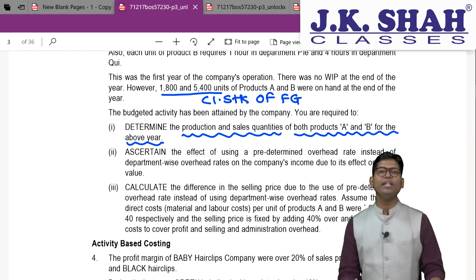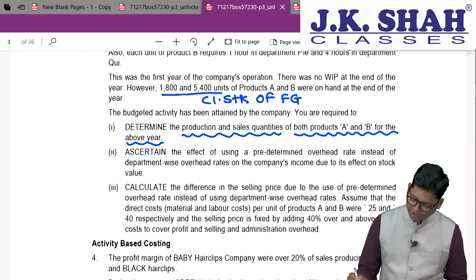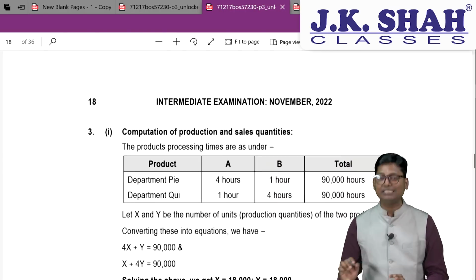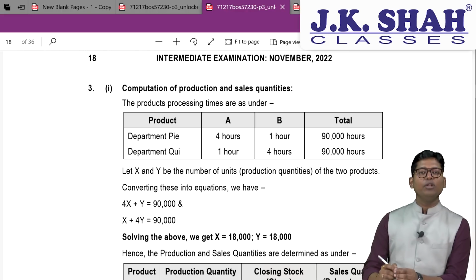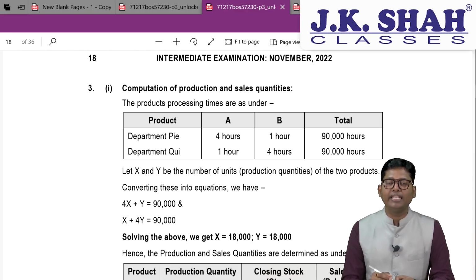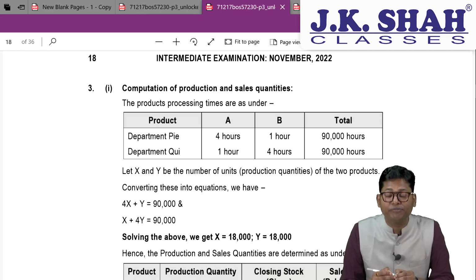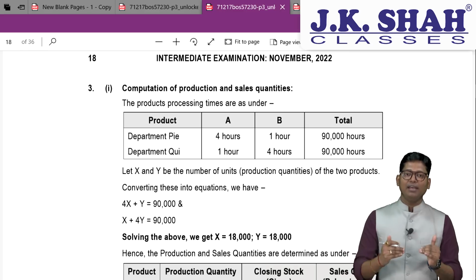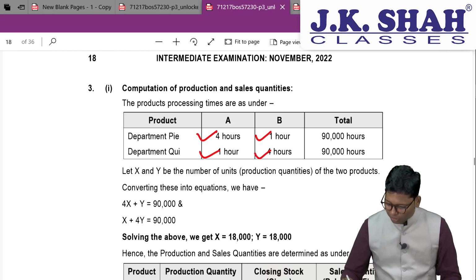So very first we need to find out the sales quantity as well as the production quantity. The computation shown in the suggested answer is very simple. The first point is related to the calculation of production and sales quantity. The two products pass through two different departments, the first being department Pi and the second department Q. Product A requires 4 hours and 1 hour, which is given in the question. Product B requires 1 hour and 4 hours, which is also given in the question.